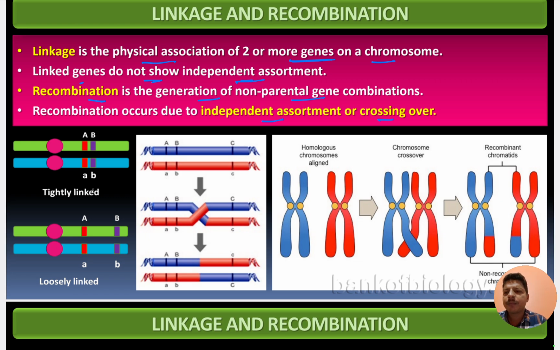Here you can see the tightly linked genes and loosely linked genes. These are the tightly linked and these are the loosely linked genes. And here also a diagram: homologous chromosomes aligned like this. Chromosomal crossing over and recombinant chromatids. These are the recombinant chromatids. These are the non-recombinant chromatids.